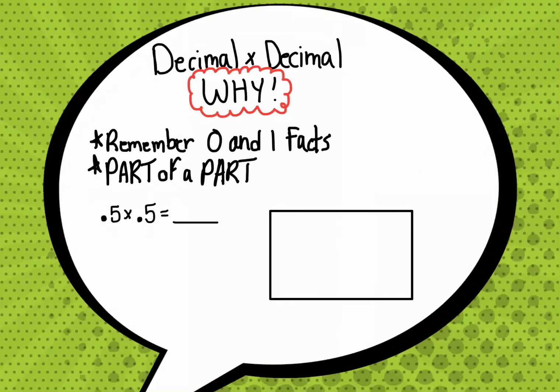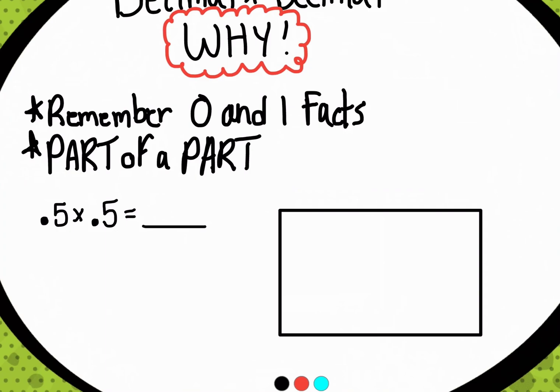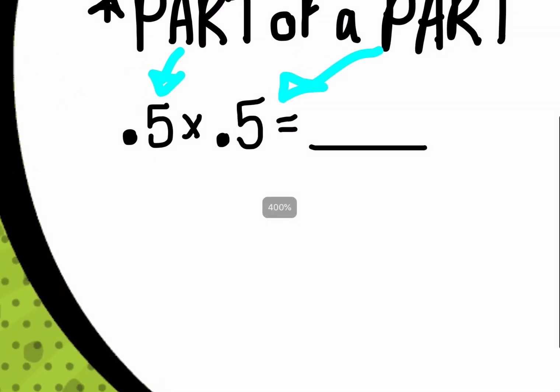Question is today, why, when you multiply a decimal by a decimal, are your numbers getting smaller? Now, if you remember your facts and think about what we talked about yesterday, our 0 and our 1 facts, and remember that whenever you're starting with something that's a decimal, you're taking a part of a part. So you're going to end up with stuff that's real small. You say, well, why are the zero facts important?